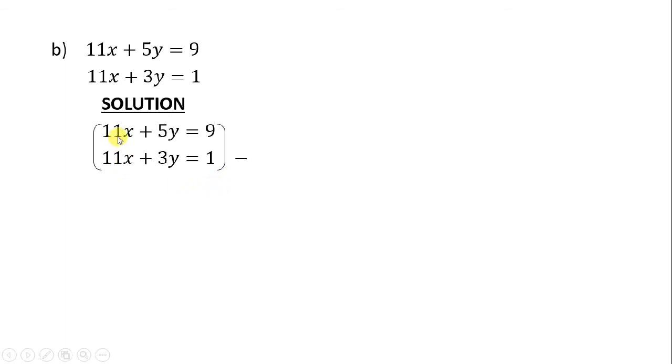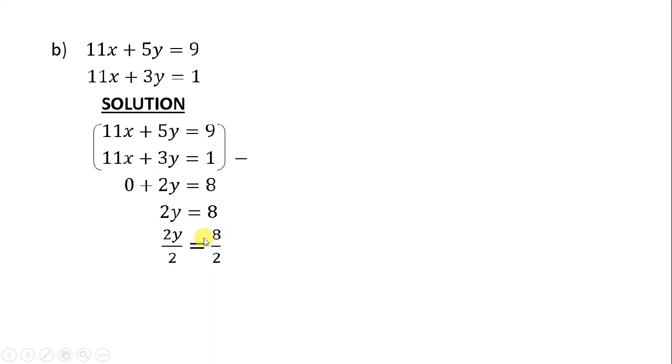So we are saying 11x minus 11x will give us a 0. Then 5y minus 3y is giving us what? 2y. 9 minus 1 is giving us 8. So if we subtract 11x minus 11x, we are getting a 0. 5y minus 3y is giving us 2y. 9 minus 1 is giving us what? 8. We continue. So we have 2y is equals to 8.